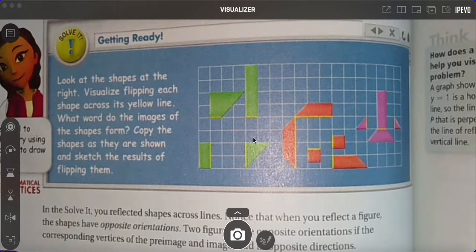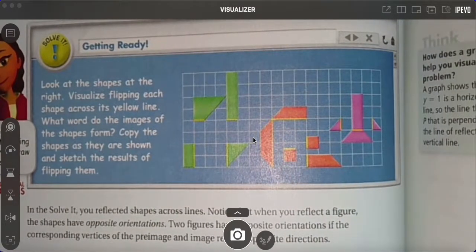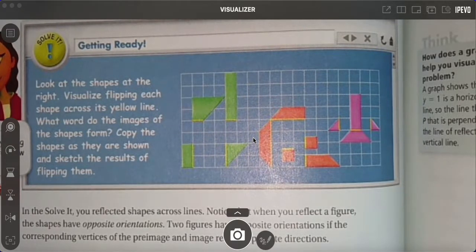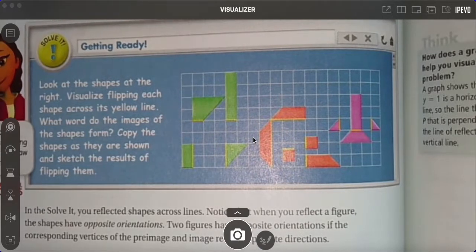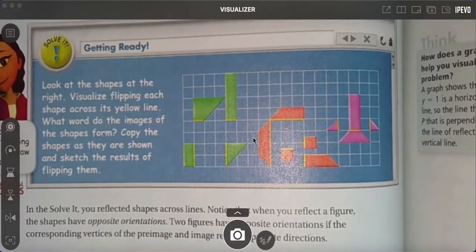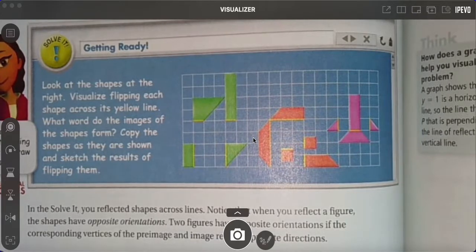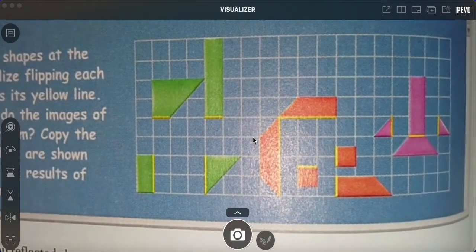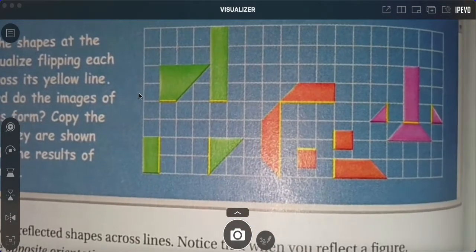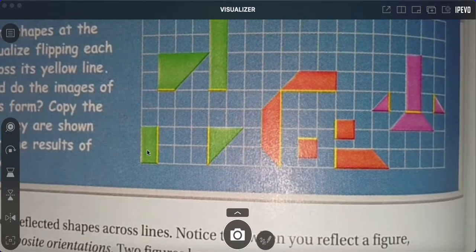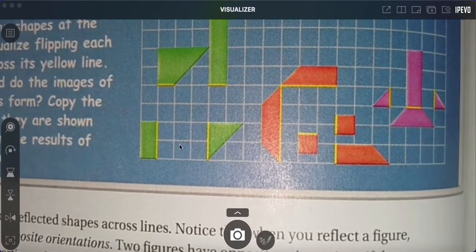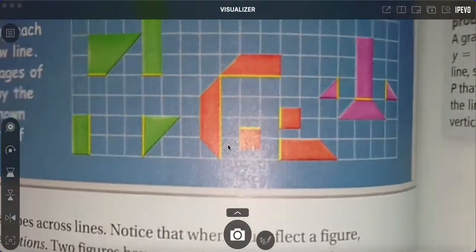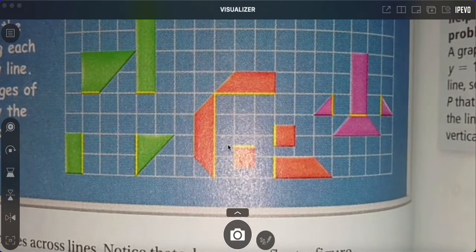So it says, okay, you have these little shapes. Do y'all know what word the images of these shapes form? These are the pre-images. The image is when they are flipped over the yellow line. Can y'all see the little yellow lines? If I zoom in a little bit more, there's these yellow lines right here. If you flipped this triangle over the yellow lines, that's what you're looking at. So they're all flipping different ways. Do you know what word it would say?